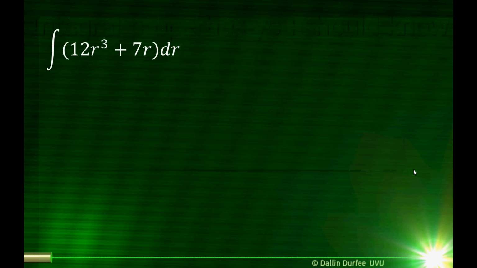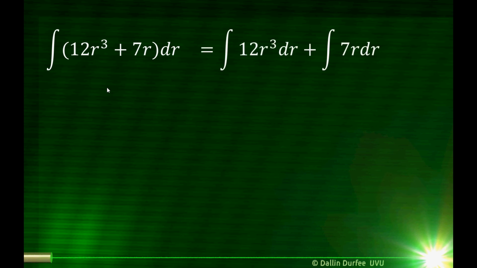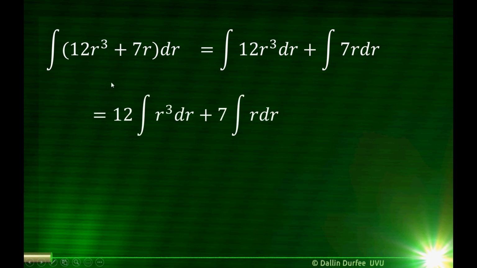So, for example, if I wanted to integrate 12r cubed plus 7r with respect to r, the first thing I'm going to do is say, well, look, it's the sum of two things, so I can break this up into two integrals. This is equal to the integral of 12r cubed dr plus the integral of 7r dr. Next thing I'm going to do is say, well, each of these has a constant in them. I can pull them out. So this is 12 times the integral of r cubed plus 7 times the integral of r.